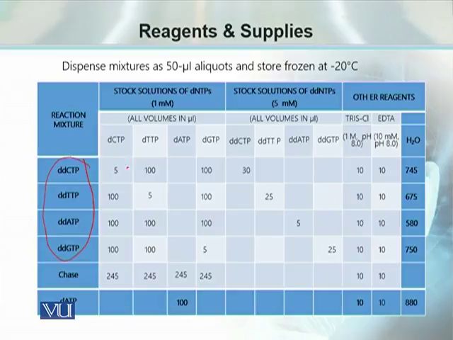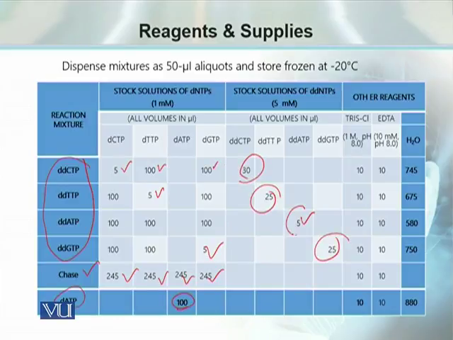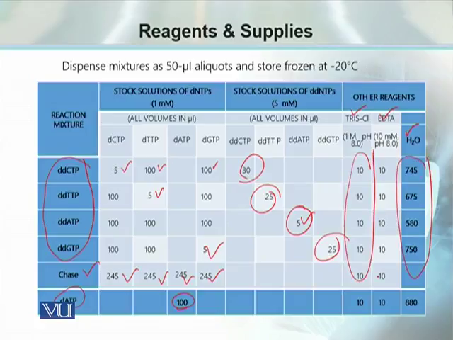dideoxynucleotide components along with their variable concentrations. Then chase in the given volume, dATP in the given volume. The normal nucleotides are listed here, and specific ddNTPs are listed here. Besides these, we are going to add trace MgCl2, EDTA and water, and these are the volumes which we can use to make up the end volumes. So with these volumes and reaction mixtures, we can proceed further towards the sequencing.